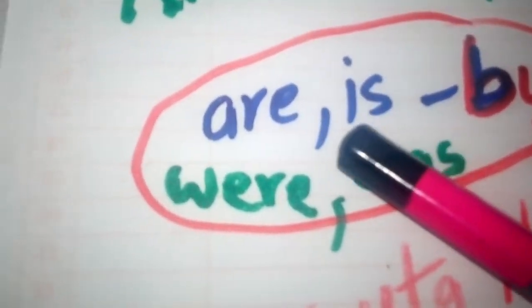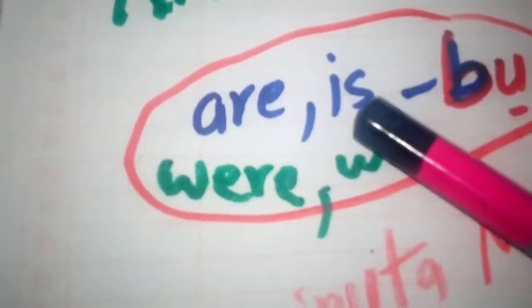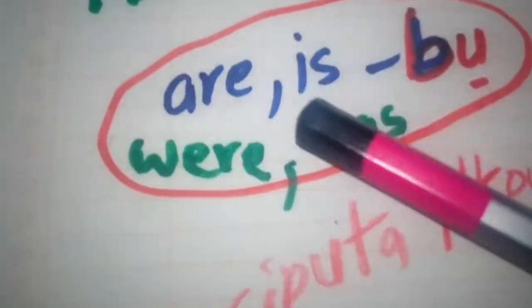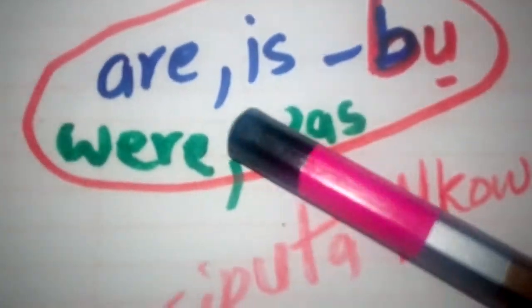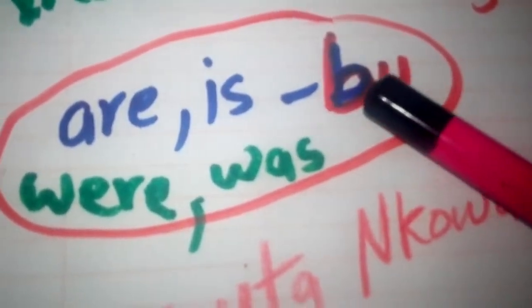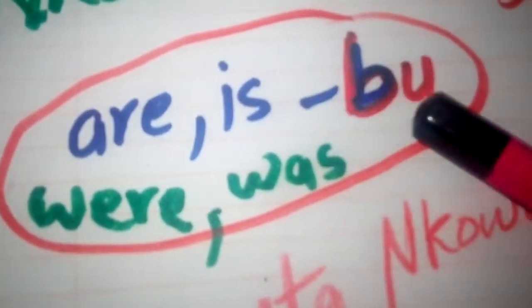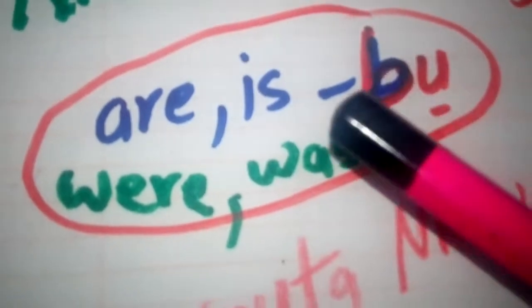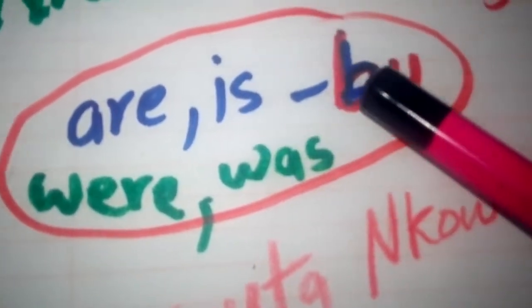Okay, so in Igbo language, this are, is, were, was, they are all linking verbs, and in Igbo language, only one word represents all of them. We don't have a plural or singular when it comes to bụ.